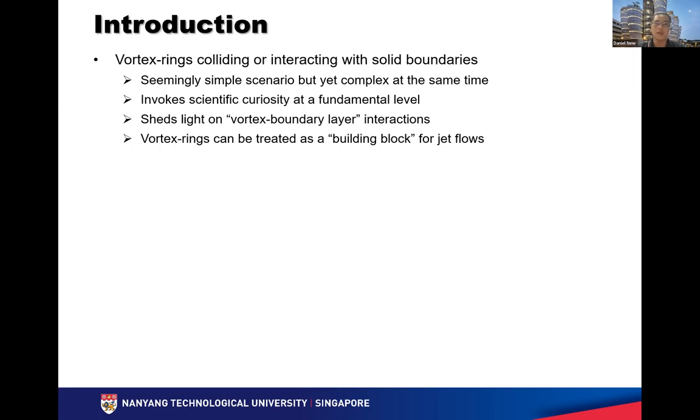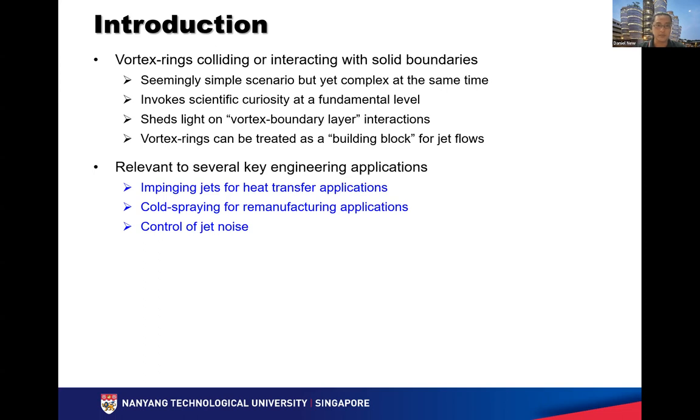And I suppose what's intriguing to me, at least, is that vortex rings can be treated simplistically as a sort of building block for jet flows, if you think about it. So vortex ring collisions, in some way, should provide us with some insight on some flow fields, such as impinging jets for heat transfer applications, cold spraying jets for remanufacturing applications. Of course, those are much higher speed, but in some ways, they can be related. And last but not least, controlling jet noise, and so on and so forth, among other applications.